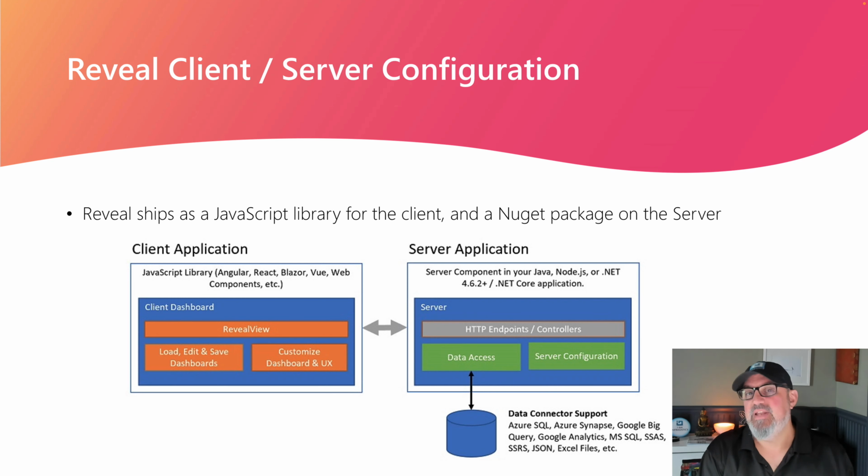So we're not limiting you on what type of client application you might want to use. And then on the server, we support a .NET Core server, we support a Java server, and we support Node.js. So depending on what your server configuration is, you can build out any type of application. And this diagram gives you a little bit of help on how that works.